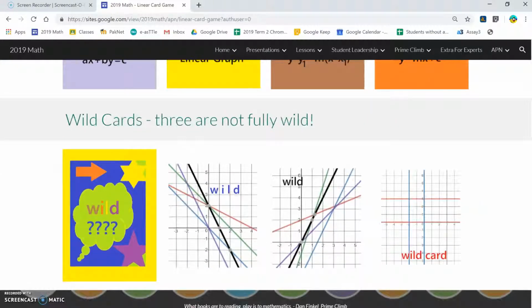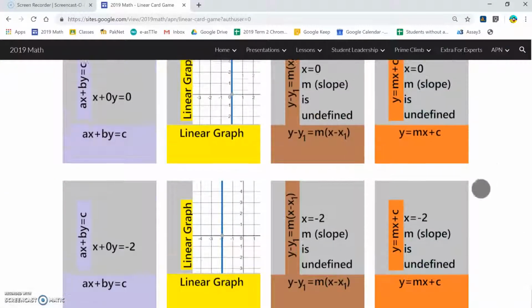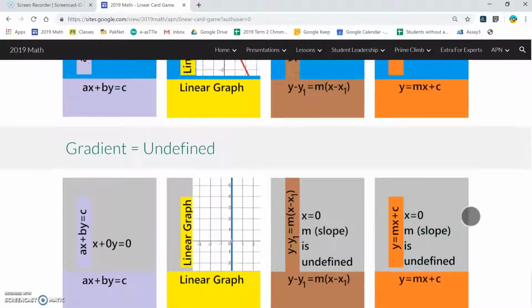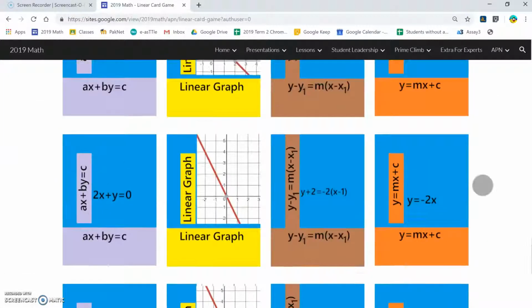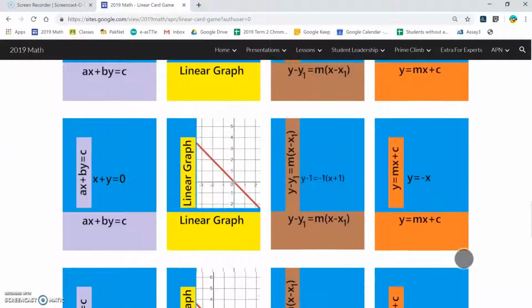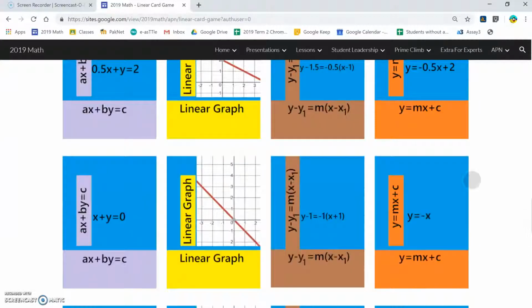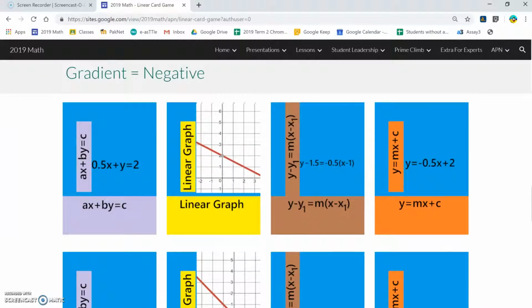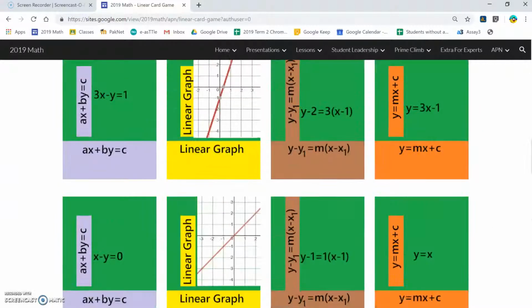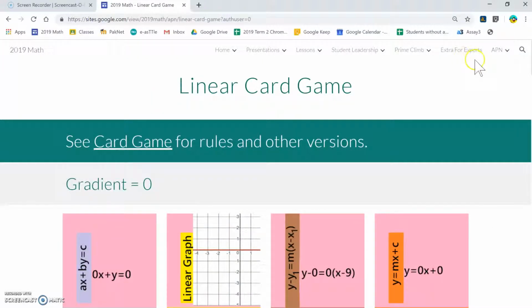And then here we've got undefined gradient, and that again is a small set. Now we've got wilds that aren't completely wild. So you can see when you're teaching, you could just take the yellow cards, all the linear graph cards, and actually just have a gradient type exercise, or what's the y-intercept. It's not about the cards, it's about the pedagogy. So that's the big thing really to get one's head around.